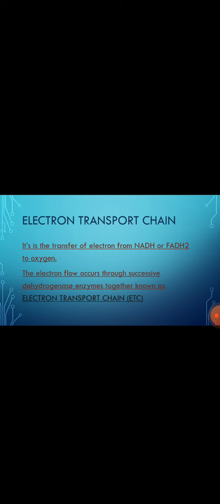What is electron transport chain? It is the transfer of electrons from NADH or FADH2 to O2. The electron flow occurs through the successive dehydrogenase enzymes, together known as electron transport chain, ETC.